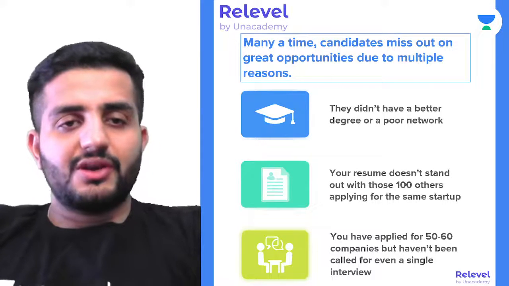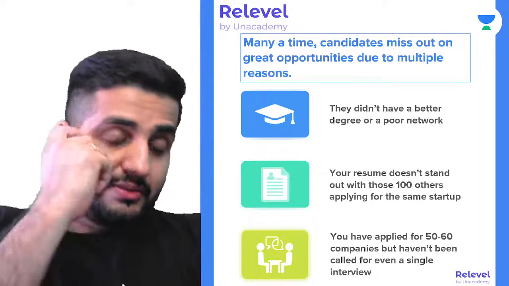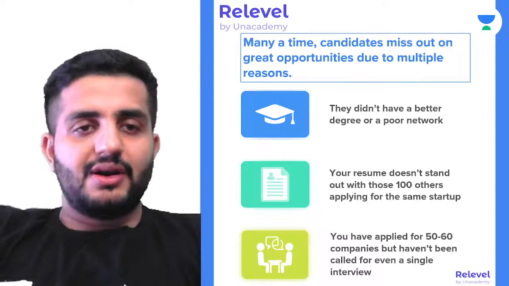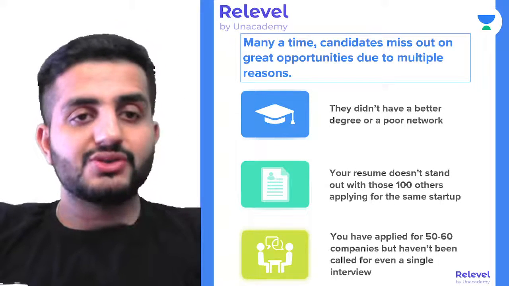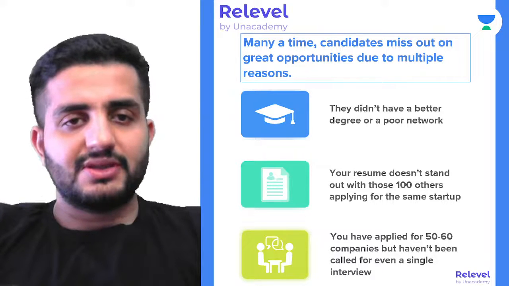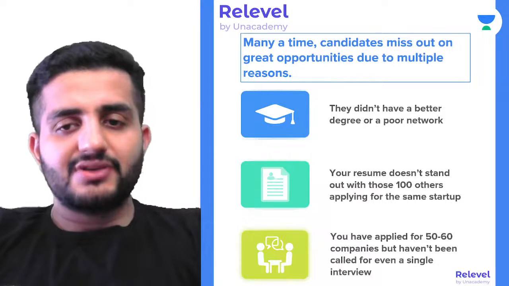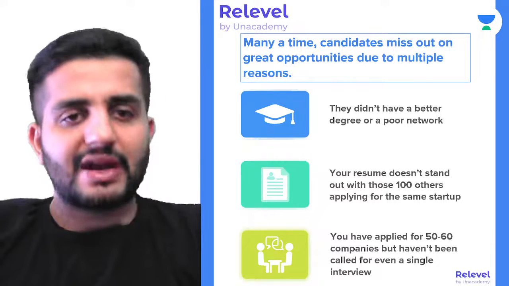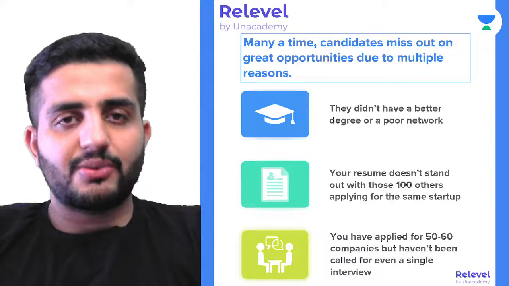Also, your resume doesn't really stand out from the companies you are applying to, because there are at least 100 other applicants for the same job. So there are very high chances that your resume does not really stand out. It could be an issue in your resume, or something else beyond your control. That's totally possible, and these are very practical scenarios. Also, you would have seen that you have applied to 50-60 companies or maybe more, and still you're not getting calls. That's again a very practical issue, guys. These could be the reasons where candidates miss out on great opportunities.